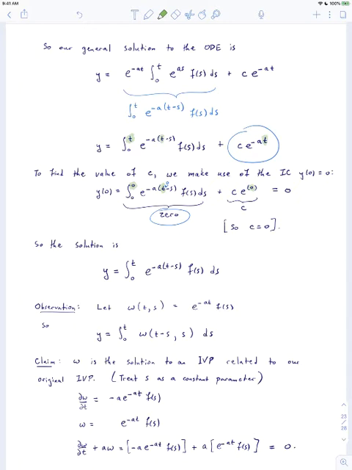Now we make an observation. Let w at t comma s be equal to e to the minus at times f at s. Now notice that this is almost the same as the integrand. In fact, y is equal to the integral from 0 to t of w evaluated at t minus s comma s, because w at t minus s comma s is exactly this integrand, e to the minus a t minus s f of s.